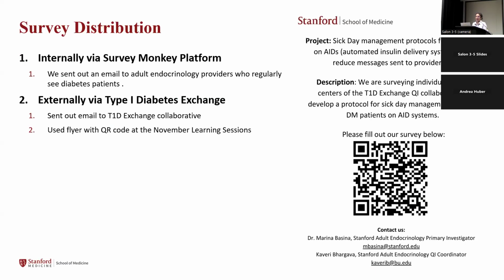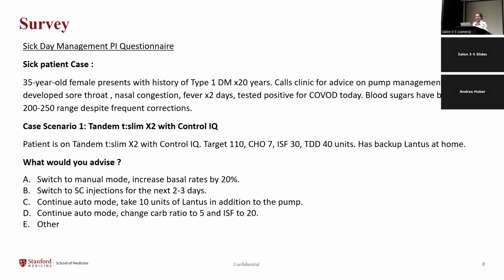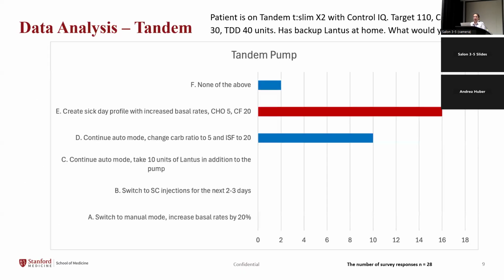The survey contained a case study of a 35-year-old female that has a history of type 1 diabetes. She has days of congestion and sore throat. She has 2 days of fever. She has tested positive for COVID. And she has blood sugars in the 200 to 250 range. And we matched it up with all the commercially available pump systems that are preferred by diabetes providers.